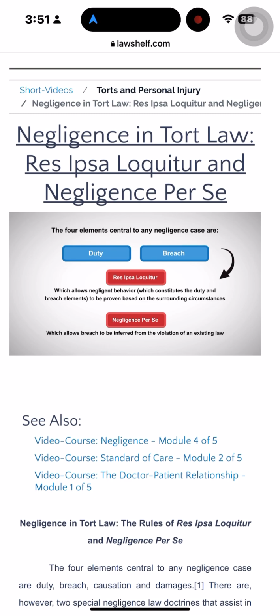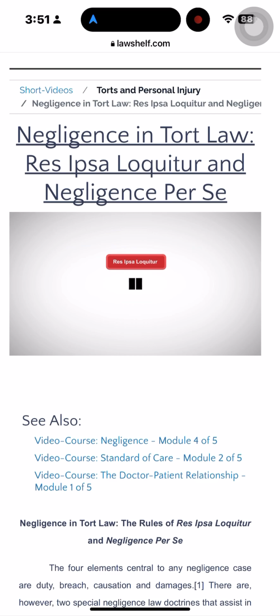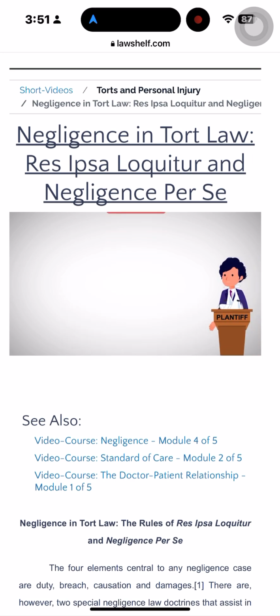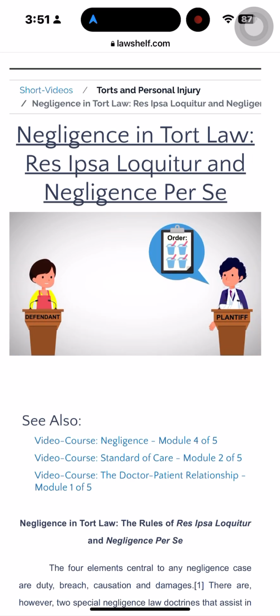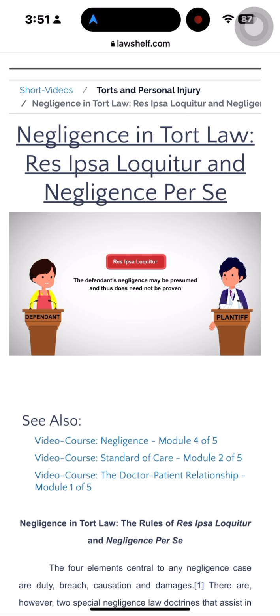law. Res ipsa loquitur, Latin for "the thing speaks for itself," is a legal theory wherein the facts and circumstances surrounding an injury allow the court to presume that negligence has occurred. In an ordinary negligence case, the plaintiff must prove that the defendant owed the plaintiff a duty and that his conduct failed to measure up to that duty. However, under res ipsa loquitur, the defendant's negligence may be presumed and thus does not need to be proven.